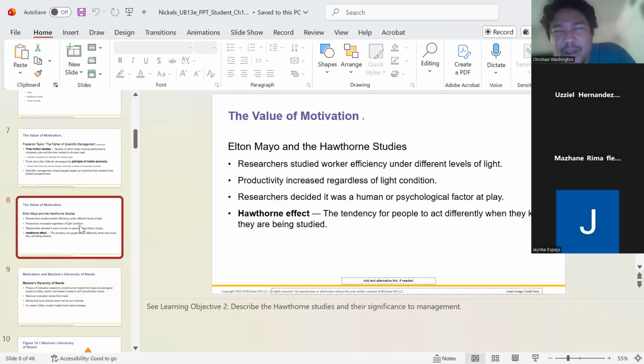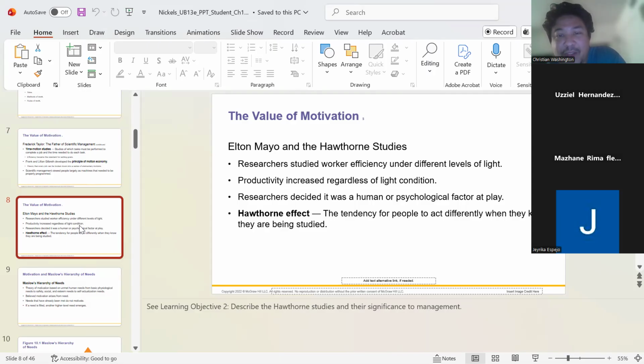So a lot of these individuals, you would see their names on the exams. There's the type of study and their theory and the definition. So Elton Mayo and the Hawthorne studies: researchers studied worker efficiency under different levels of light. Productivity increased regardless of light condition. Researchers decided it was human or psychological factors at play.